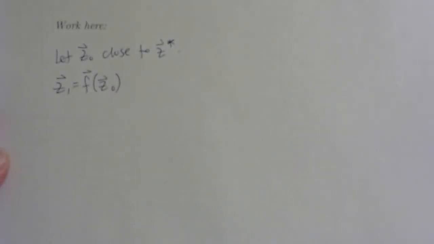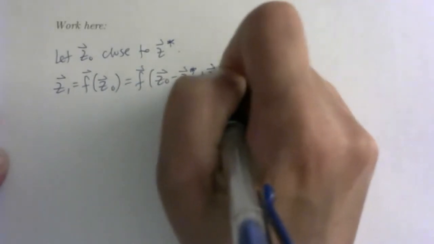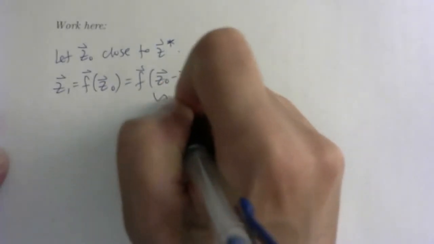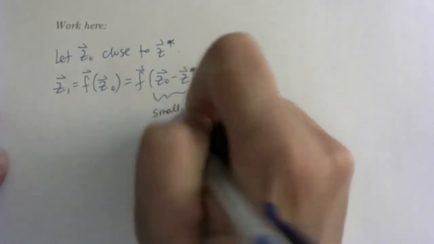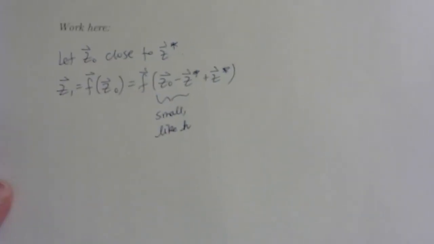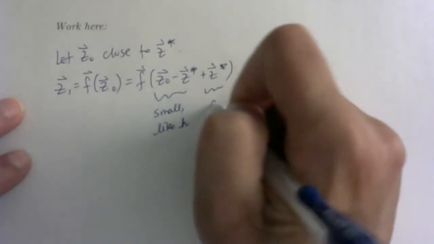Fine. I can add and subtract the equilibrium. That's totally kosher. So I have Z naught minus Z star plus Z star. This is a little trick we did last time. If I started close, I can think of this difference here as being small. So this is like a quantity in linear approximations that we would typically call H, and this is what we may call A.